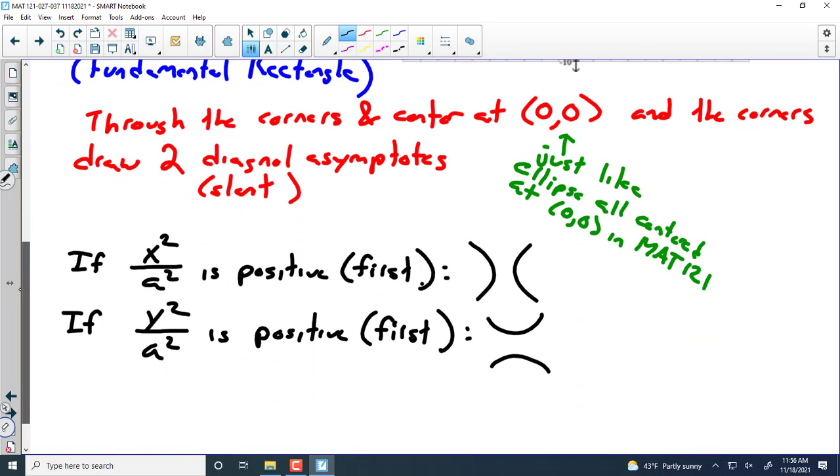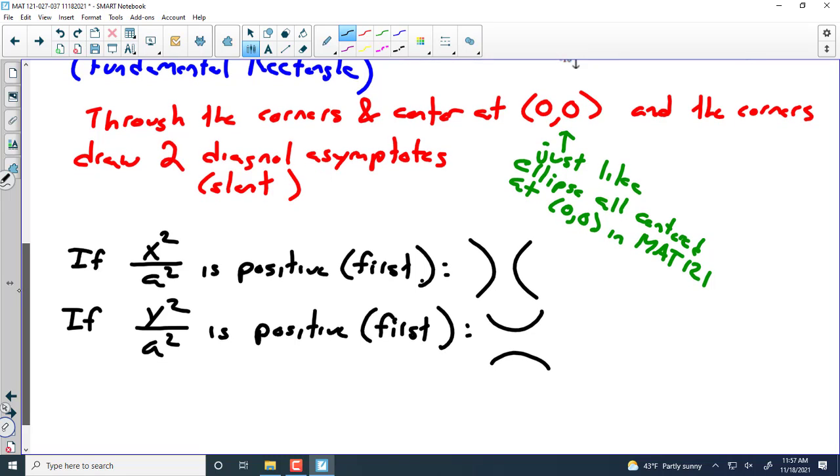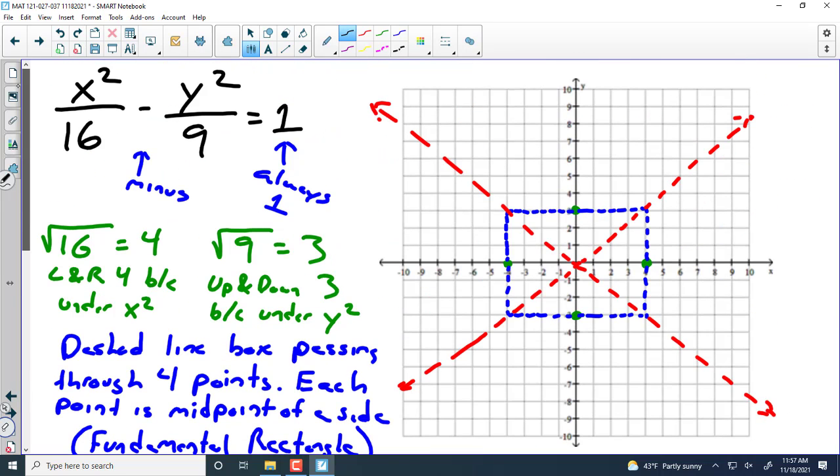If the x squared term is first and positive, we open left and right. If the y squared term is first and positive, we open up and down. This one's going to open left and right.